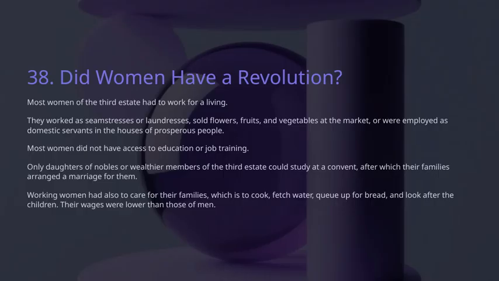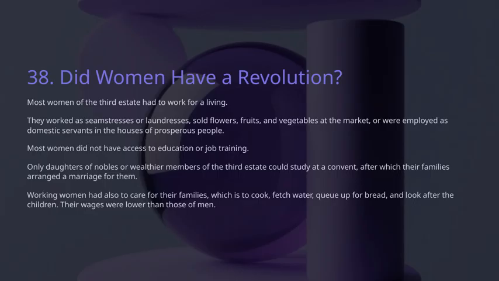So, did women have a revolution? Well, most women of the Third Estate actually had to work just to make a living. They often worked as seamstresses or laundresses, or sold flowers, fruits, and vegetables at the market. Many were employed as domestic servants in the homes of the wealthy.